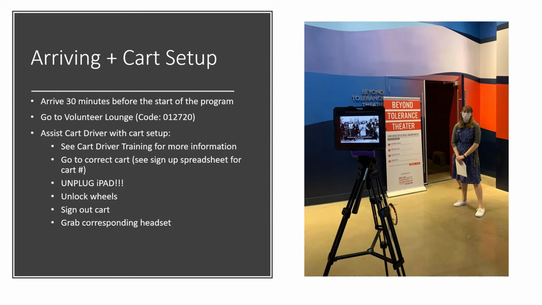When you arrive, you'll go straight to the volunteer lounge. The code for the volunteer lounge is 01-27-20. So this is Holocaust Remembrance Day of 2020, January 27th. So 01-27-20. I recommend putting this in your phone. However, if you forget, you can go ahead right to the front desk and they'll hand you a slip of paper with this code on it.